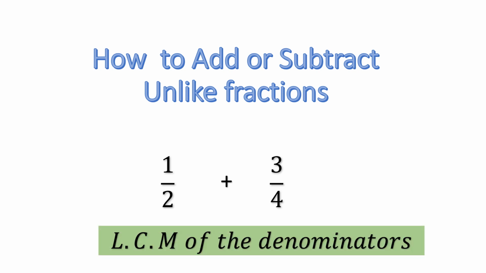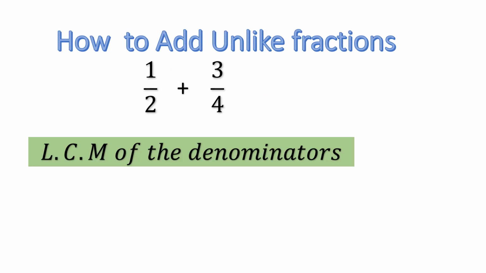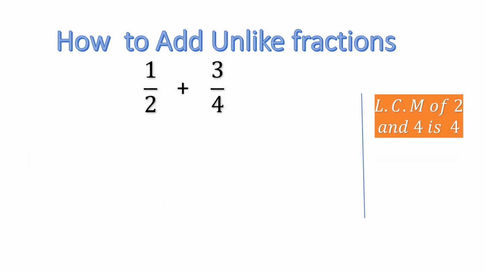To add unlike fractions, the first step is to find the LCM of the denominators. So what are our denominators? 2 and 4. So we have to find the LCM. What is the LCM of 2 and 4? It's 4. Just find the LCM by the prime factorization method or whatever method you know, and take the LCM as the common denominator.